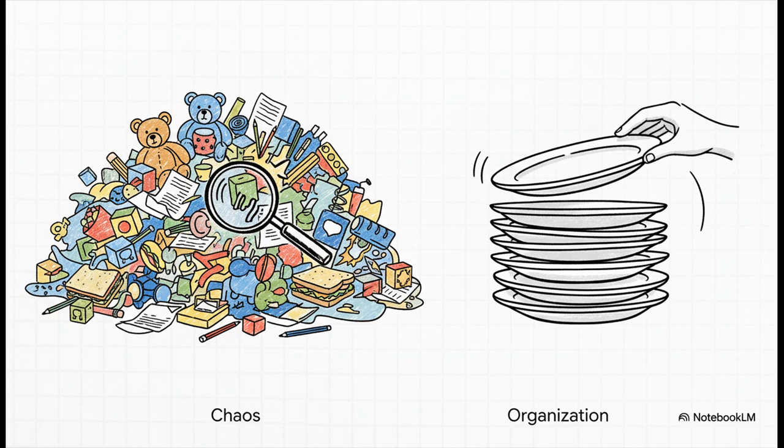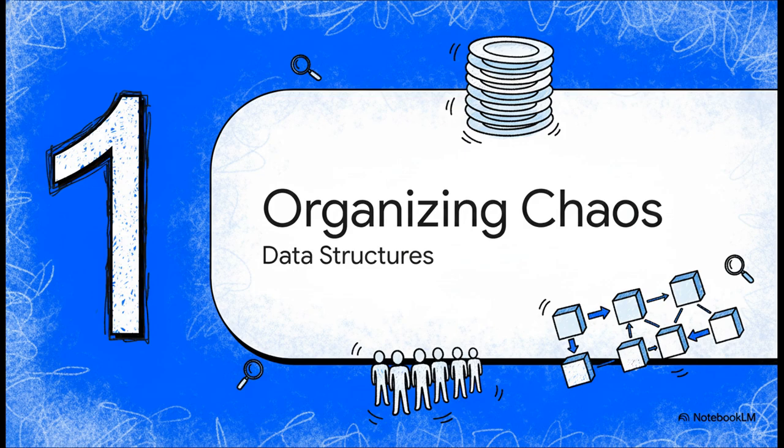Trying to find that one specific Lego brick in a huge pile is a total nightmare, right? It's slow and inefficient, and it's the exact same problem for a computer trying to find one piece of data in a jumble. But if you stack your dinner plates neatly, you know exactly where to grab one. That organization, that's the key. And that's exactly where computer science steps in with a really brilliant solution for tidying up all that digital chaos. The whole concept is called data structures, and honestly, it's the secret sauce behind why your apps run so smoothly.